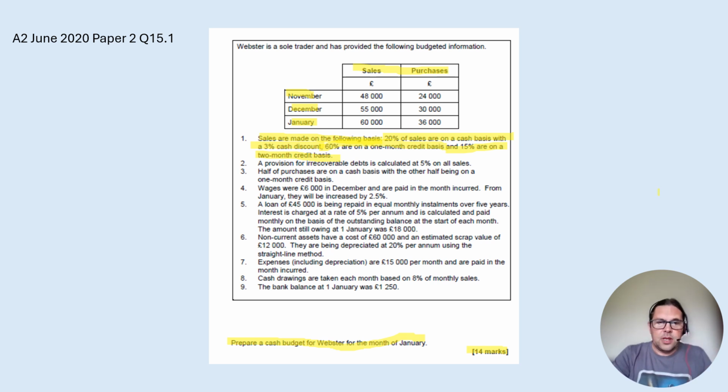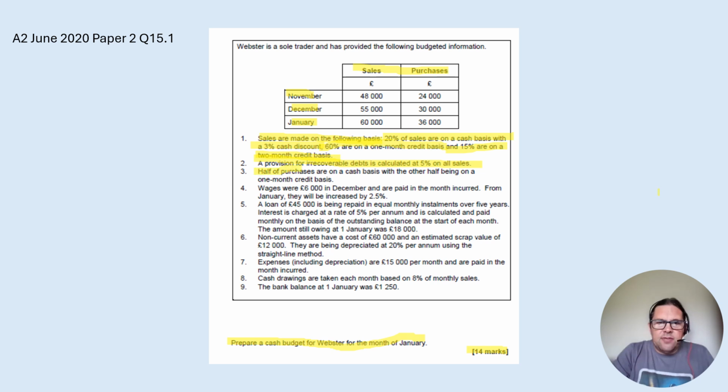That's your inflows. Note 2, a provision for irrecoverable debts is calculated at 5% on all sales. So what we've got here, if you actually added those 3 up, it's 95%. We don't actually receive all of our sales. We think that some of them are going to be irrecoverable. That's a profit item, won't be listed in the cash budget. Bit of a red herring in some ways, but we're just going to ignore that for the purposes of this question, because we've already allocated what money we're going to receive. That just means we're not going to receive all of it. We're not going to record an irrecoverable debt as an expense because it's a cash budget.